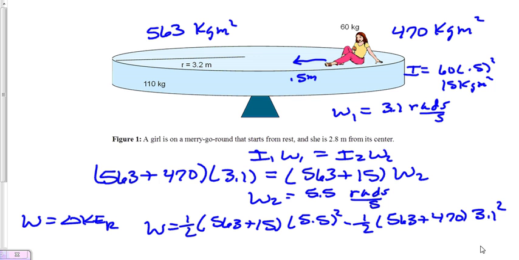Okay, now again, what we're doing is we're taking the rotational kinetic energy final minus the rotational kinetic energy initial. And the work done then is equal to 3,780 joules. This again is equal to the change in rotational kinetic energy for the system as the girl pulls herself in towards the center.